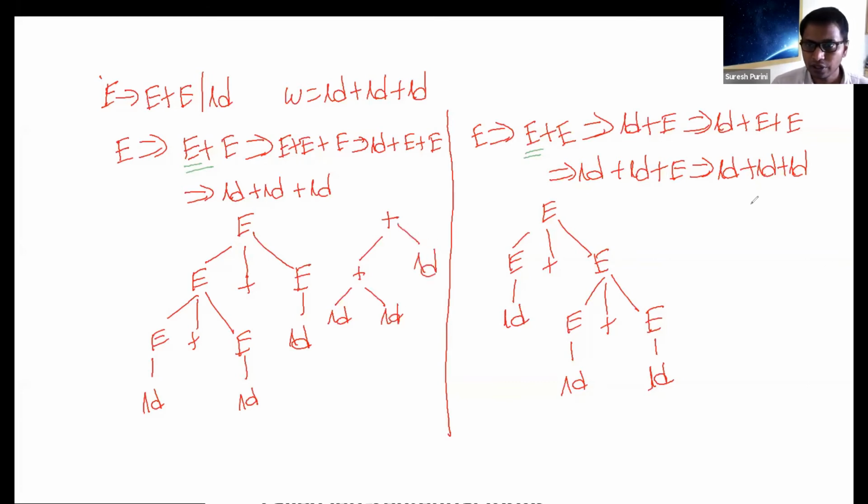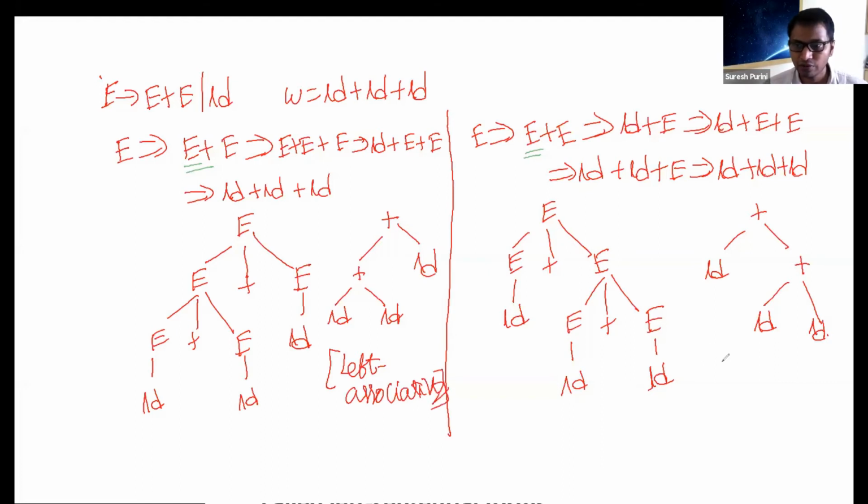Okay, so here, in this particular case, the semantics that we are giving to the statement ID plus ID plus ID is, first add the two leftmost IDs, and then whatever result comes, add it to the third ID. This is what is called left associativity. And here what we have is what is called right associativity.